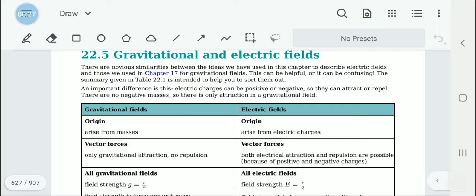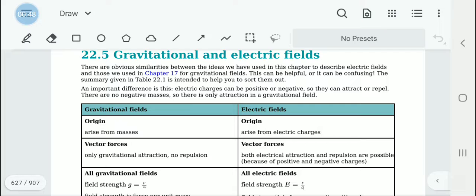The main difference between the two is that in electric fields there are positive and negative charges. As a result there can be repulsions as well as attractions. But in masses, because there are no negative masses, we only talk about attractions in a gravitational field.